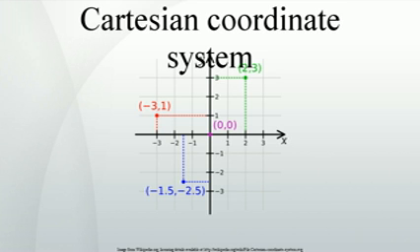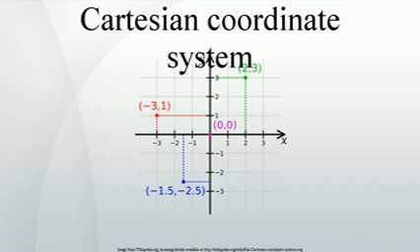Cartesian coordinate system. A Cartesian coordinate system is a coordinate system that specifies each point uniquely in a plane by a pair of numerical coordinates, which are the signed distances from the point to two fixed perpendicular directed lines, measured in the same unit of length. Each reference line is called a coordinate axis or just axis of the system, and the point where they meet is its origin, usually at ordered pair (0, 0).